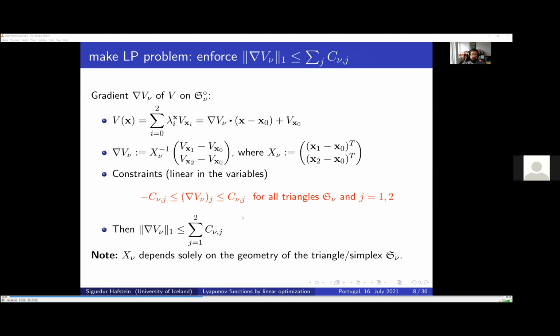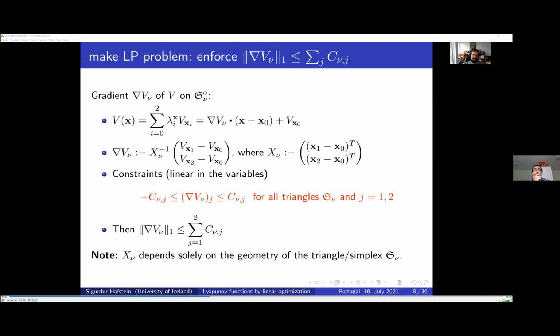And to get a bound on the one norm of the gradient of v_nu, we essentially use this here. We use this auxiliary variable c_nu,j for j from 1 and 2. And if this constraint holds, then the one norm of the gradient is definitely less than or equal to the sum of the c_nu,j's.